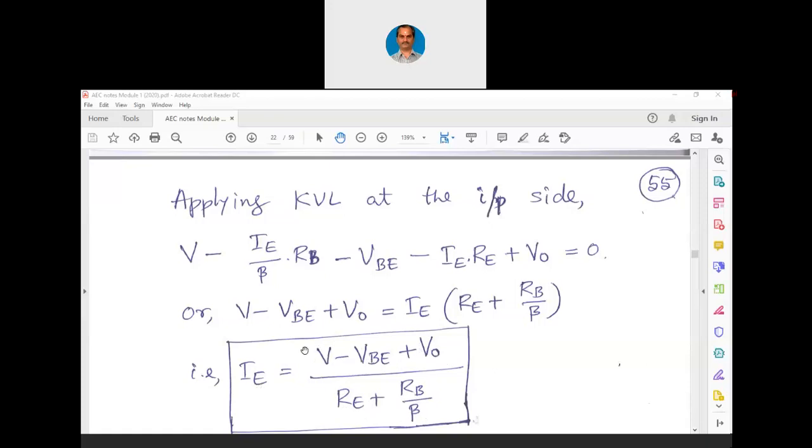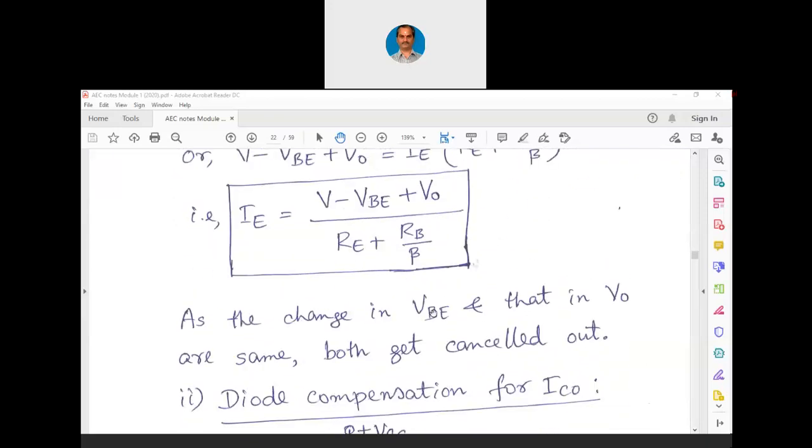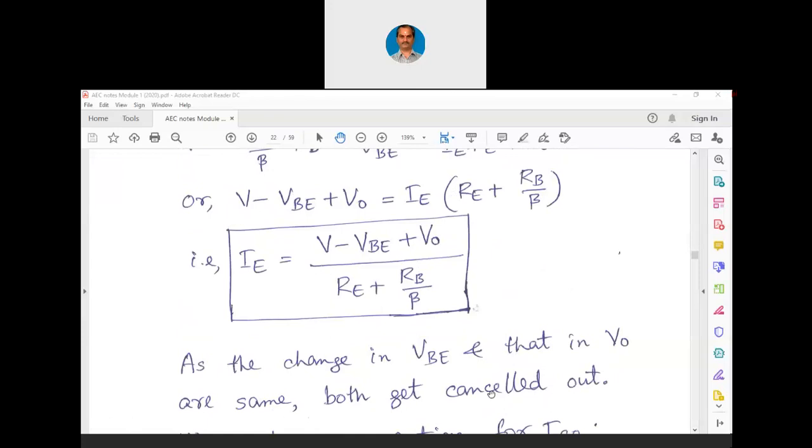So this expression for the emitter current indicates that if VBE changes, V0 also changes in the other direction, so IE remains constant. If IE remains constant, Q point remains constant. So this is called bias compensation for VBE. As the change in VBE and that in V0 are the same, both get cancelled out. As I had already told you, VBE is having a minus sign, whereas V0 is having a plus sign. Both are equal and opposite, so the changes get cancelled out.